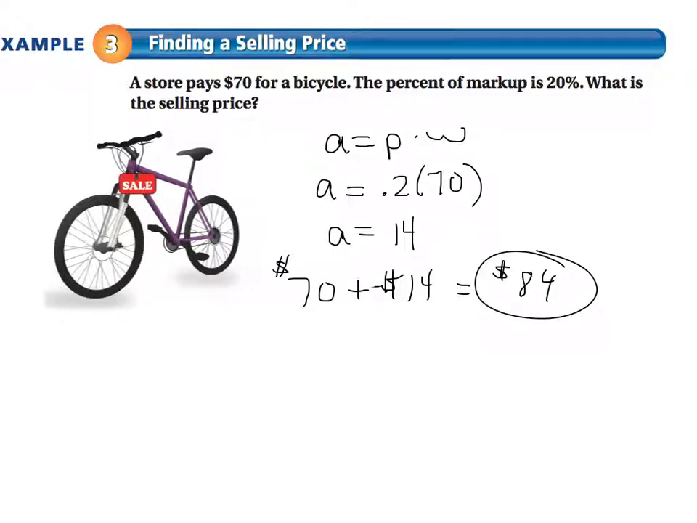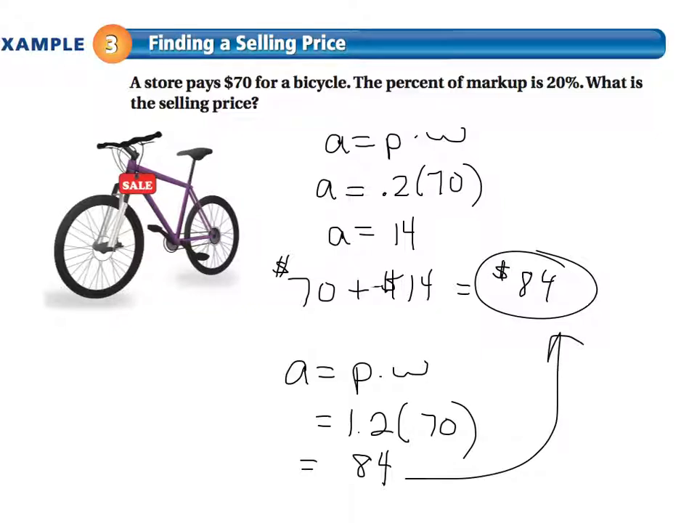Now, the easier way, once again, if $70 is what they paid, that's like 100%. 100% plus a markup of 20% gives you what? It gives you 120%. So you are paying for the item 120%. So the percent would be 1.2 of what the item costs, which is the whole, and 1.2 times 70 would give you 84, which would be $84 for the price of the item.